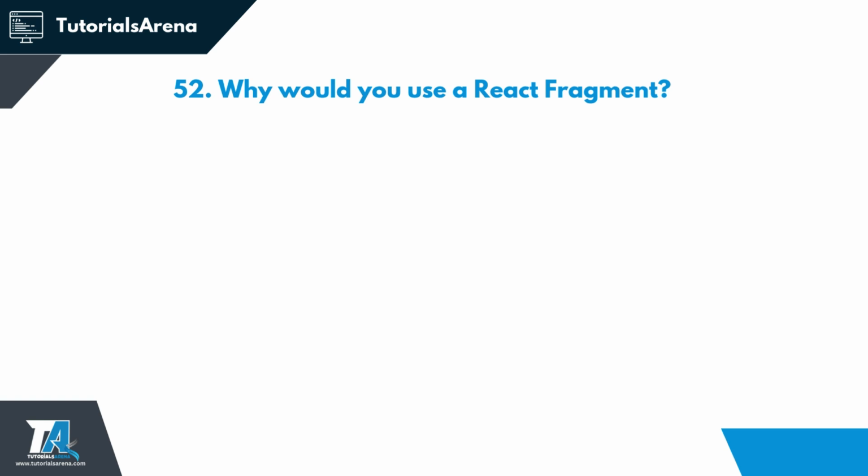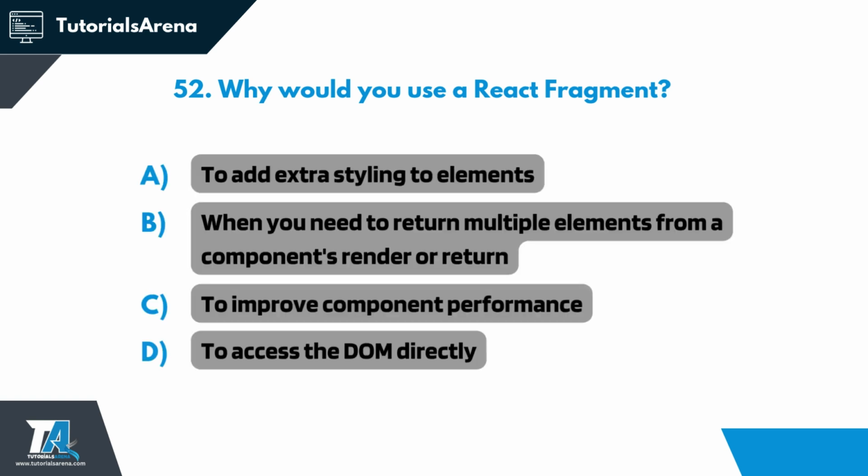Question 52. Why would you use a React fragment? The options are: Option A, to add extra styling to elements. Option B, when you need to return multiple elements from a component's render or return. Option C, to improve component performance. Option D, to access the DOM directly. The correct answer is Option B, when you need to return multiple elements from a component's render or return. Moving on to the next question.